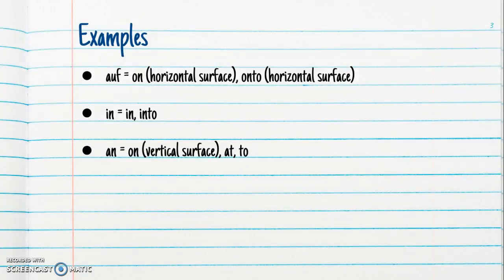Some examples of prepositions, specifically the ones that you guys should be focusing on in this chapter and this section. First we have auf. And auf is used to say on when you're talking about horizontal surfaces, and onto for horizontal surfaces. We also have in, and obviously in means in or into. And then we have an, and an is used as on for vertical surfaces. It's used for at, and it's also used sometimes to say to.